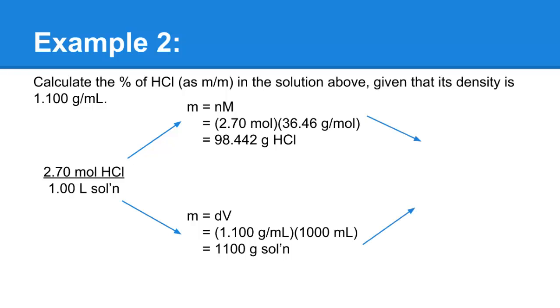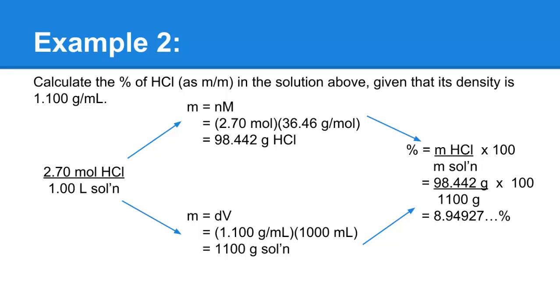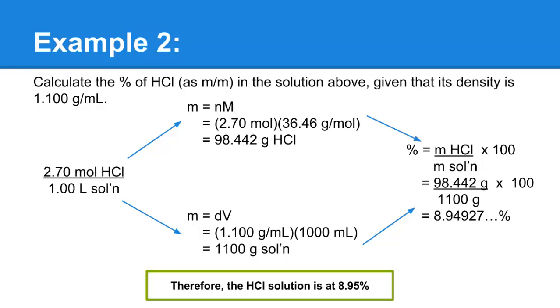We can take these two components then to determine the percentage mass by mass. To find that, we're going to take the mass of HCl and divide that by the mass of solution and multiply that by 100%. Taking the 98.442 grams, dividing by 1,100 grams times 100 gives us 8.94927... Therefore, we can say that the hydrochloric solution is at 8.95%.